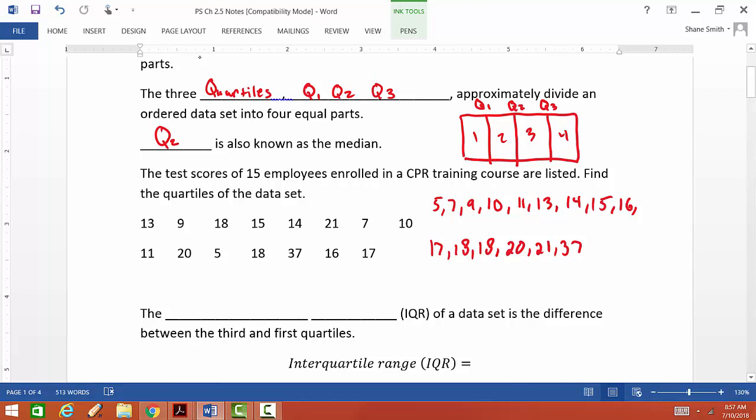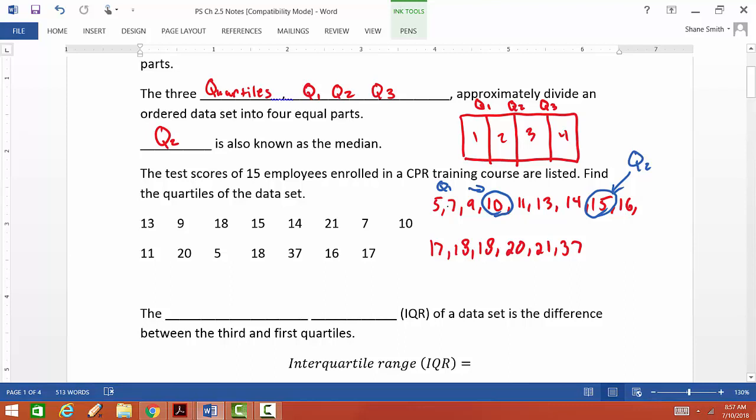And we want to find the quartiles. So the first quartile you're going to find is the median because it's the easiest, and the median is the middle number. So if you follow this data set, there are 15 employees, which means the 8th number is the middle number. 1, 2, 3, 4, 5, 6, 7, 8. So it looks like 15 is our median, which is Q2.